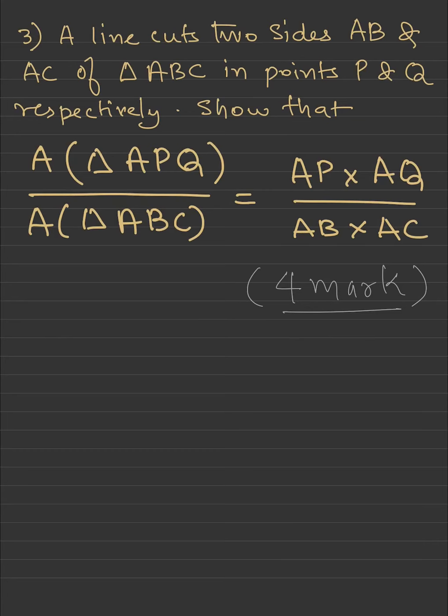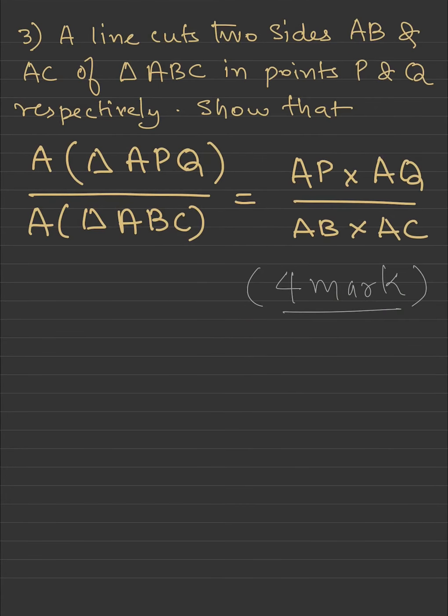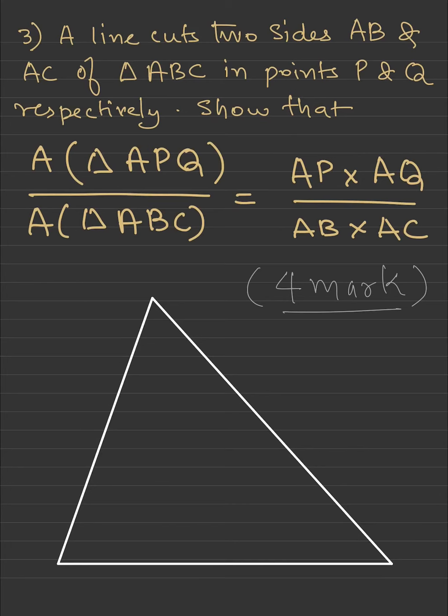So let's draw a triangle ABC, the original triangle. We name the vertices of the triangle as A, B and C. And there's one line which cuts the two sides in points P and Q. So we name the points as P and Q.